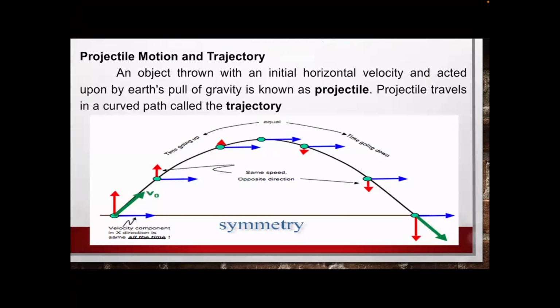An object thrown with the initial horizontal velocity and acted upon by the Earth's pull of gravity is known as the projectile. So projectile travels in a curved path called the trajectory. As you notice, we have here the illustration. Kapag naghagis ka ng isang bagay, for example in the basketball, di ba? Kapag nag-shoot ka ng bola, nag-perform siya ng arc that will be called a projectile. Tapos yung curve path na nabuo niya, that will be considered as a trajectory.